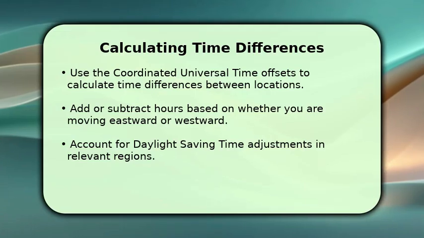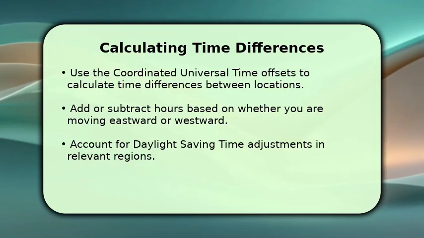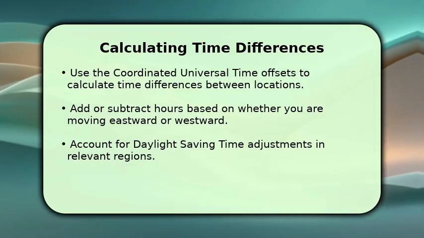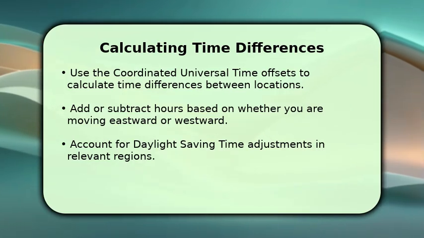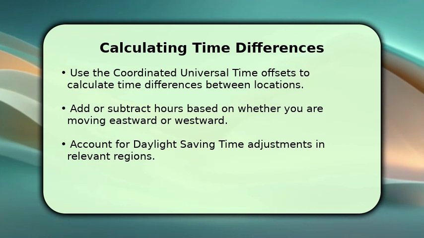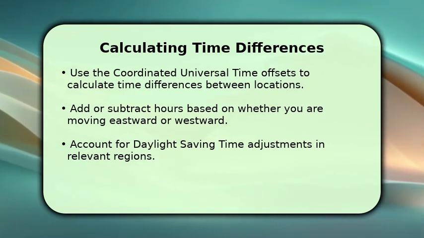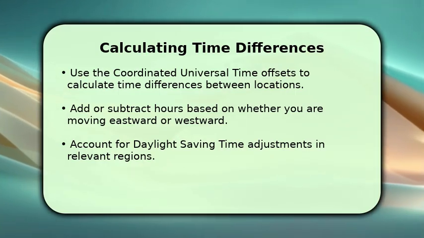With the map in hand, calculating time differences becomes straightforward. Use the Coordinated Universal Time offsets you've identified for your two chosen locations. If you're moving eastward, you generally add hours. If moving westward, you subtract them. For example, if one place is UTC +5 and another is UTC -3, there's an 8-hour difference.